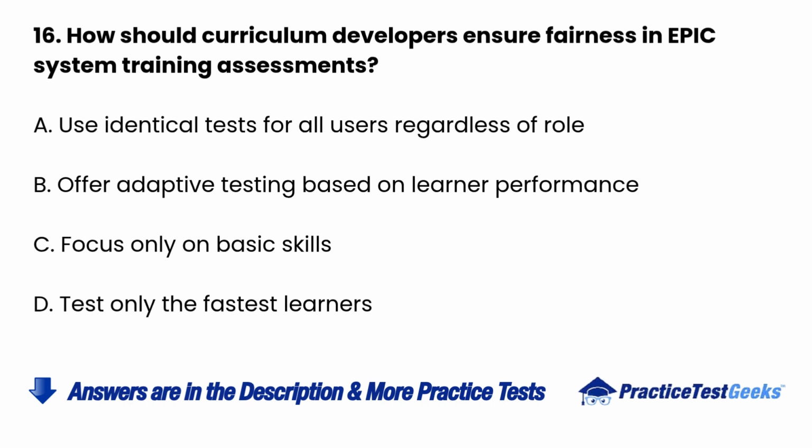16. How should curriculum developers ensure fairness in EPIC system training assessments? A. Use identical tests for all users regardless of role. B. Offer adaptive testing based on learner performance. C. Focus only on basic skills. D. Test only the fastest learners.